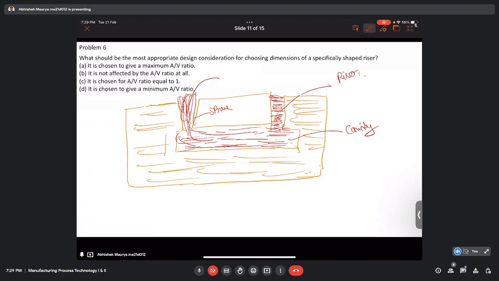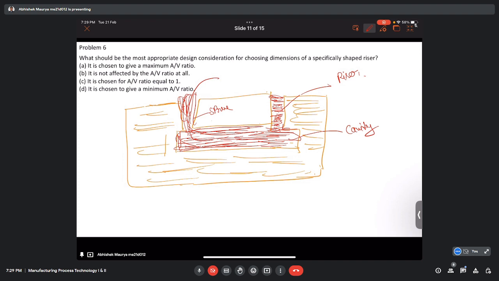So one thing the riser does is that it is an indicator that our mold cavity has been filled. But apart from it, it has another job. And what is that job? We know whenever the molten metal solidifies, its volume shrinks. So the molten metal in the cavity region, when it solidifies, its volume shrinks.